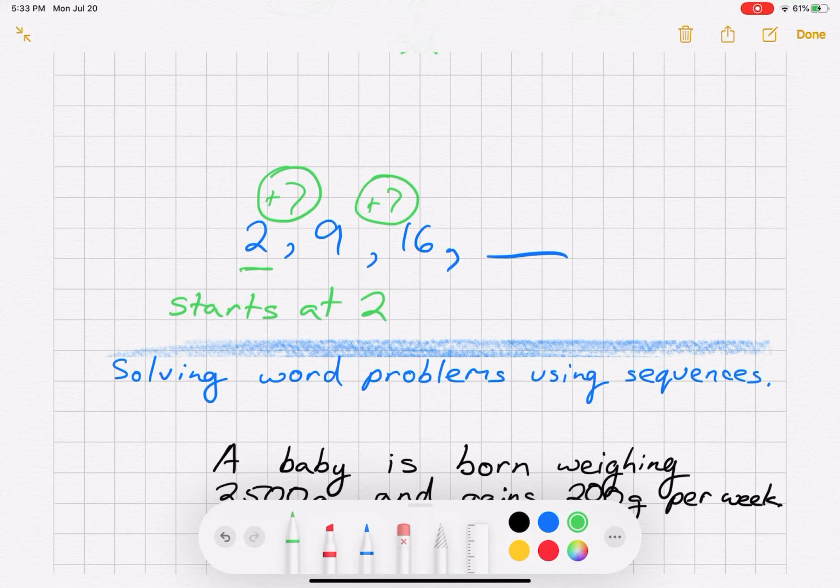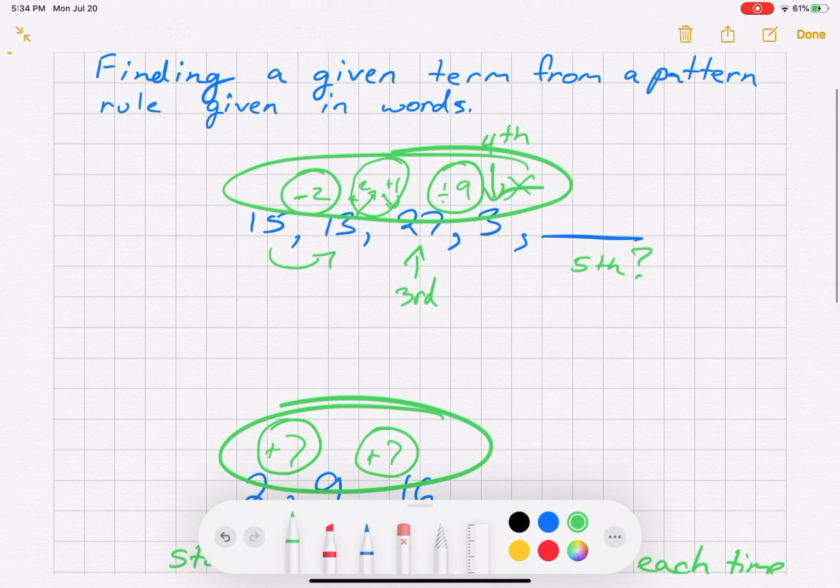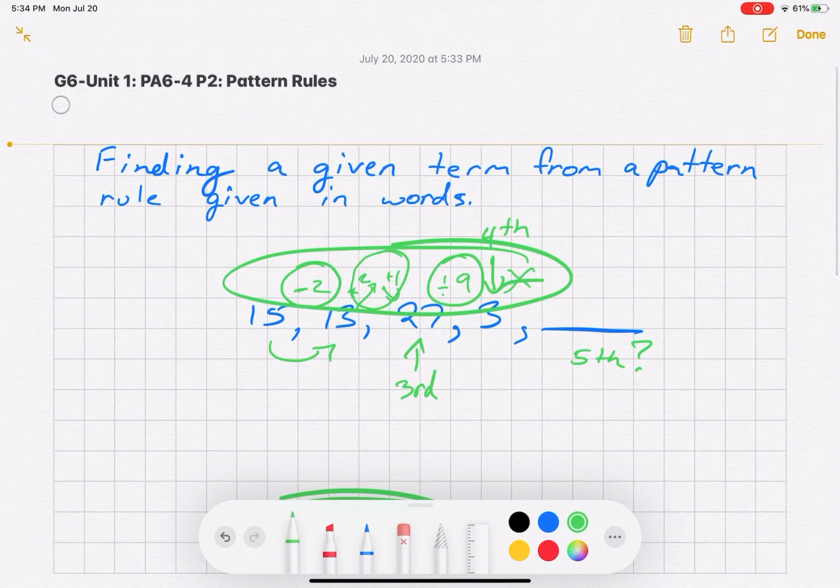And then we have to see how it is continuing in order to find that pattern rule. So start at 2 and add 7 each time. So this pattern was made by repeating one operation over and over again in order to make that sequence. So starting at 2 and adding 7 each time. This one up here has multiple different operations happening, and so it's impossible to find what the pattern is there right now.